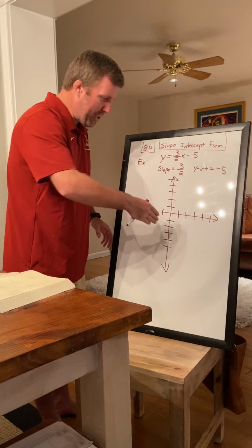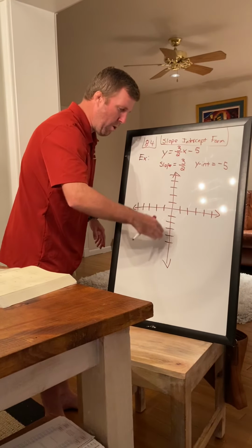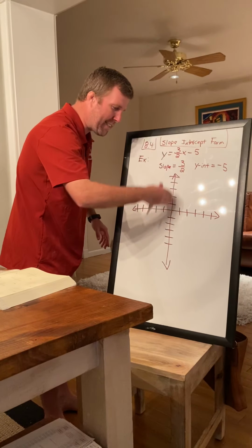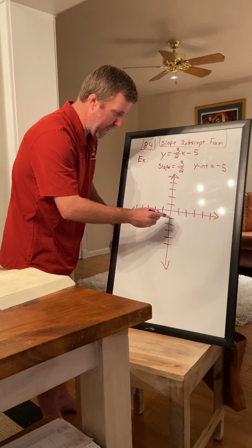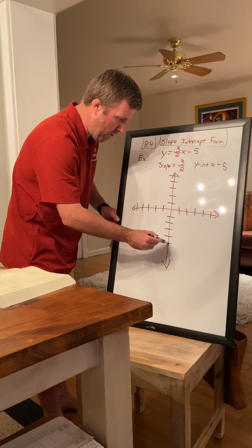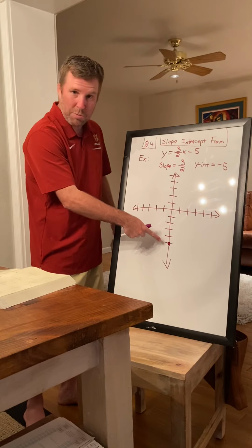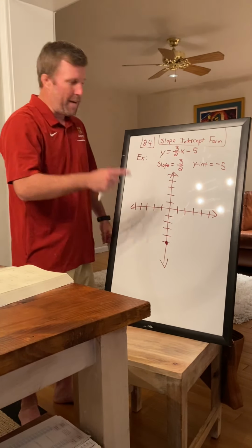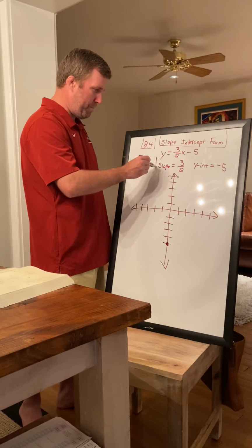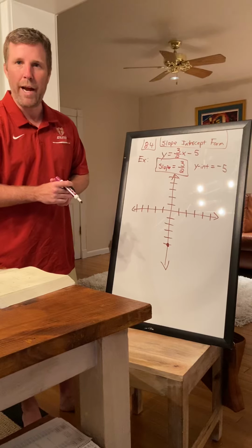Y-intercept, guys, that's where the line is going to cross the y-axis. So I know that it's going to cross the y-axis at negative 5. So I go to negative 5 on the y-axis. Negative 1, negative 2, negative 3, negative 4, negative 5. So I know my line's going to cross that axis right there. But now I'm going to use the slope to find more points.